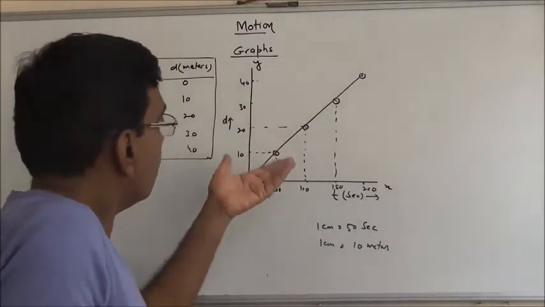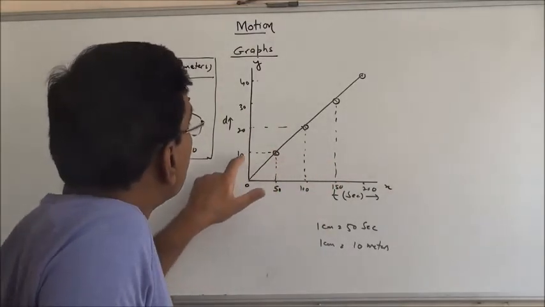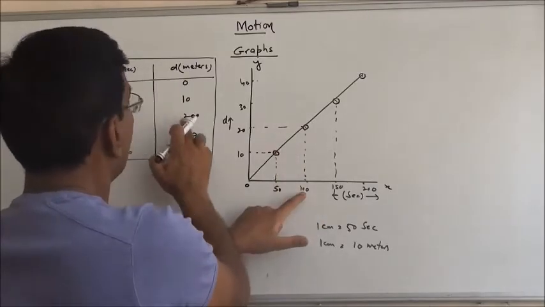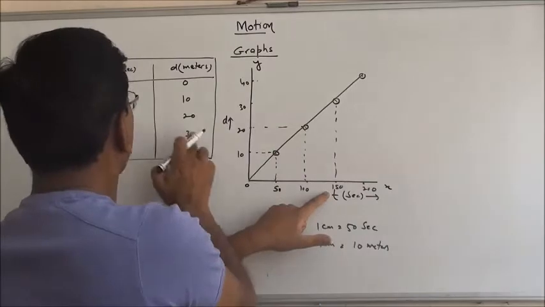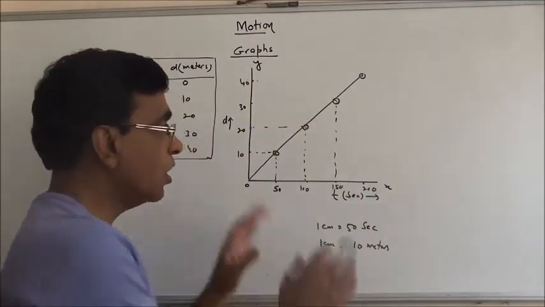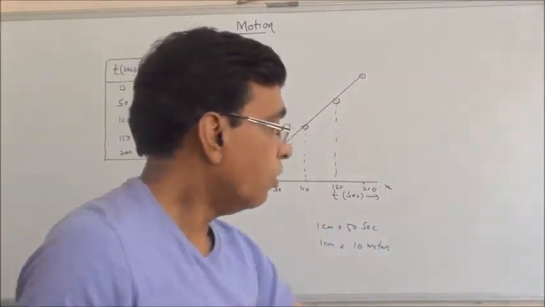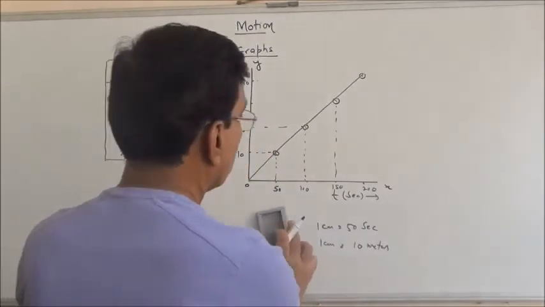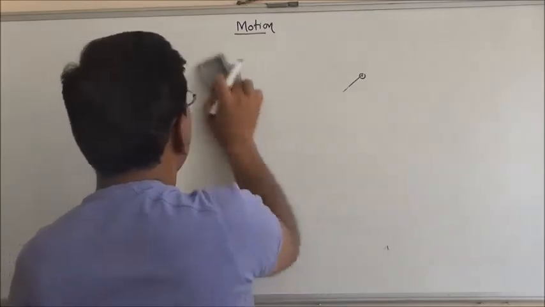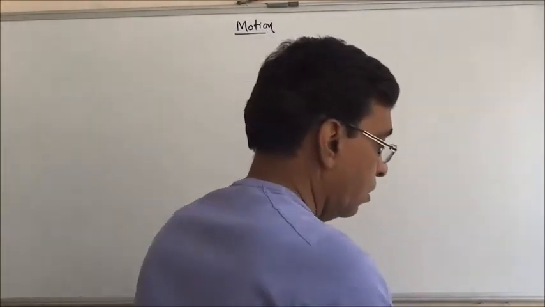We can read it now, just the opposite of how we plotted it. At 50 seconds, the distance is 10. At 100 seconds, distance is 20. At 150, it is 30. And the same way at 200, it is 40. So this is how we can plot a graph between any two quantities. Here, we will be discussing the distance time, displacement time, speed time, and velocity time graphs.